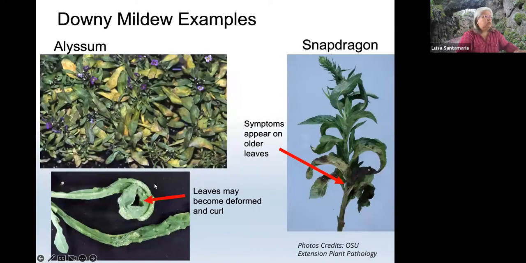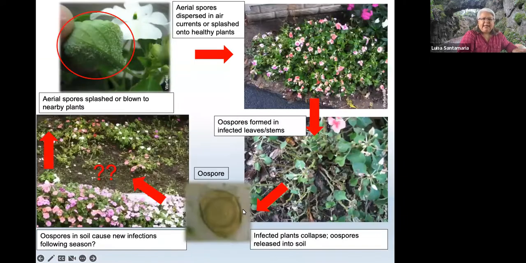And here, let me see. Okay, here are some other symptoms in other hosts like alyssum, snapdragon, and here, what is this one? I don't see the name exactly. And yeah, you can see how they grow. But here, let's see how it works. How is the cycle of this? This is what is interesting, and how can we break the disease cycle?